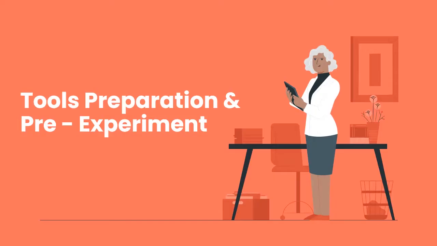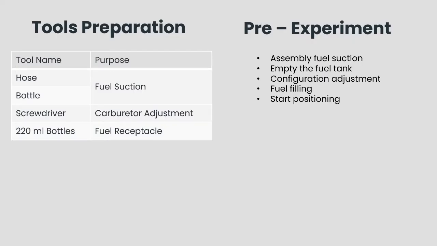Next is the tools preparation and pre-experiment. So here are the tools that are used in this experiment. There is a hose and bottle to make a fuel suction, a screwdriver for carburetor adjustment, and 220 milliliter bottles for fuel receptacle. The amount of fuel is small for each run so that less time is expended.